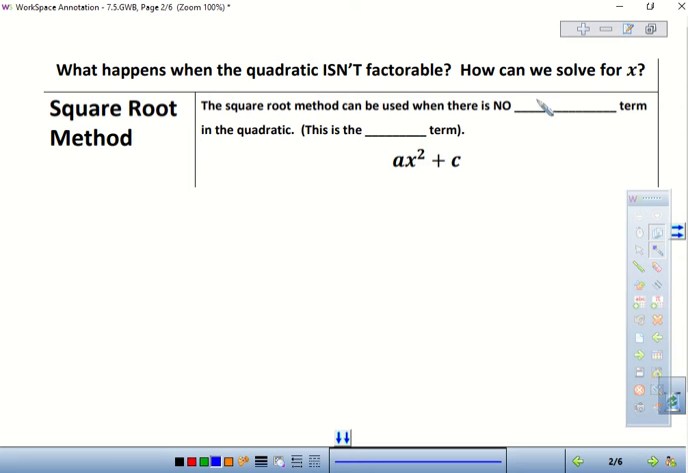The square root method can be used when there is no linear term in the quadratic. So the word here is linear. When there's no linear term in the quadratic. Does anybody know what letter represents the linear term? It's not A, and it's not C. What is it? B. B is the linear term. It's the term with the x, typically. And you use this method when there is no B term. There's no term with just the x. So that's how you can identify that the square root method is necessary.